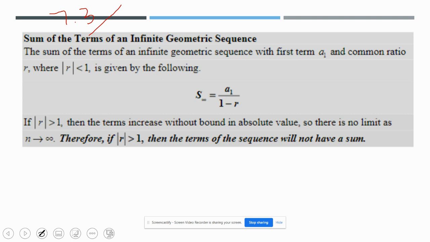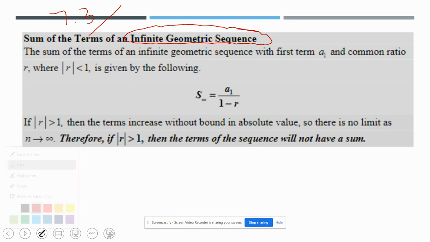Hello again, everyone. We are finishing section 7.3, and today we're going to talk about infinite geometric sequences and finding their sum. The difference between a regular geometric sequence and an infinite one is that an infinite one is never going to end.